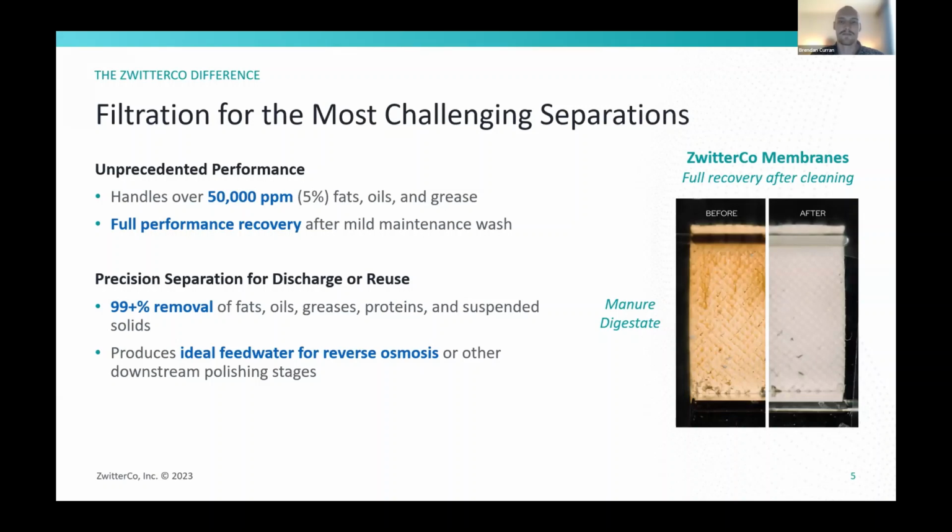People have also considered using other downstream polishing steps, not necessarily reverse osmosis, but things that can't handle a lot of solids. So ammonia stripping is sometimes used after us, if they want to get more of the solids out of the stream and just want to focus on the permeate with all the ammonia in it, and other technologies like that as well.